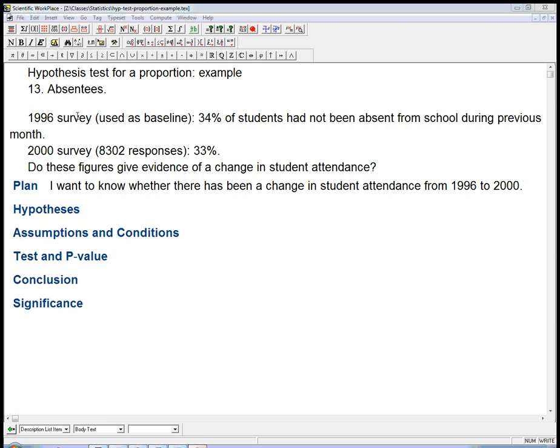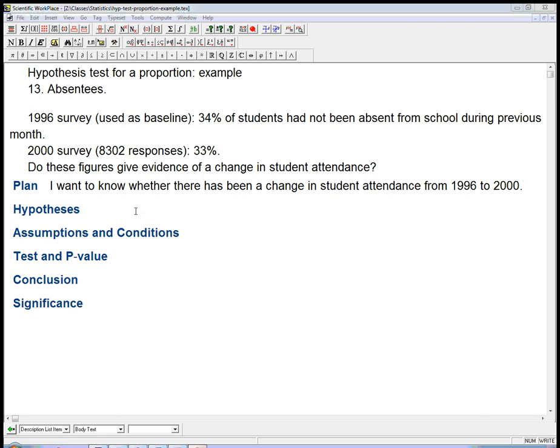There's a 1996 survey that's used as a baseline for comparison that discovered that 34% of students had not been absent from school during the previous month. And then in 2000, 4 years later, a survey with 8,302 responses gave a figure of 33% for the same question. Do these figures give evidence of a change in student attendance?